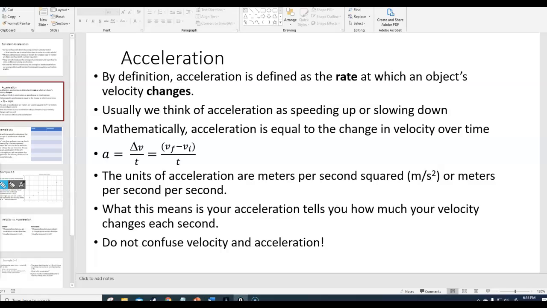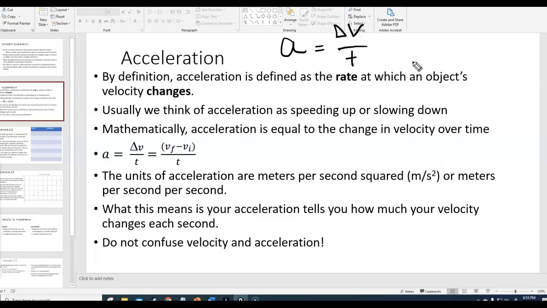On this slide, you can read what the definition of acceleration is. By definition, acceleration is defined as the rate at which an object's velocity changes. So acceleration is a rate of change. If you were to write that mathematically, you would write a lowercase a for acceleration, and that is equal to a rate, which is something that happens over time. It's the rate at which an object's velocity changes.